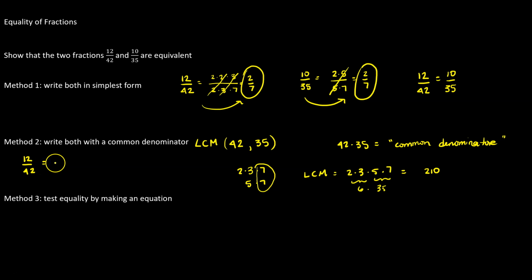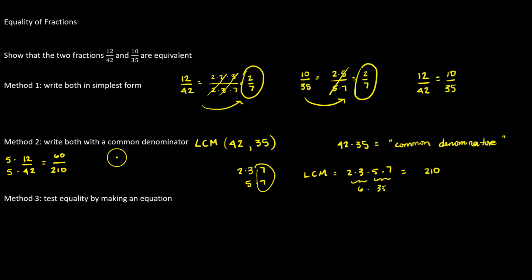So if we wanted to write 12 over 42 as an equivalent fraction over 210, remember, we did this before. We just needed to find 42 times a special number that gives us 210, and it turned out to be 5, the special number. And then 5 times 12 was our new numerator, and that was 60.